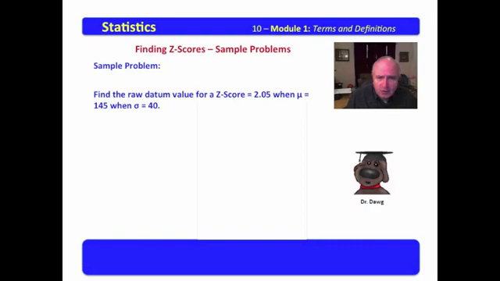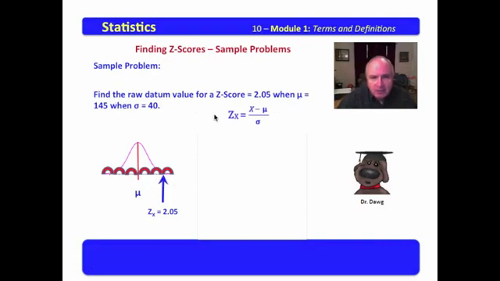In this problem, we're not looking for a z-score, we're looking for a raw datum. And it says find the raw datum value for a z-score equal to 2.05 when mu equals 145 and sigma equals 40. Obviously, this is a population since we have mu and sigma. We would use this formula. We would plug in the values that we know. Now, we know that our z-score is way out here, 2.05 above the mean.